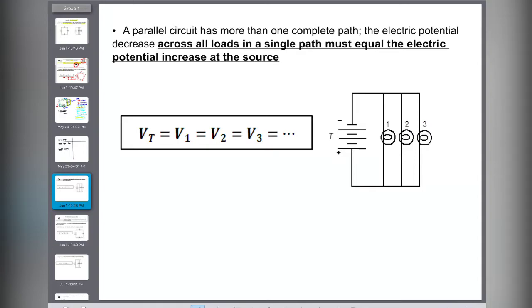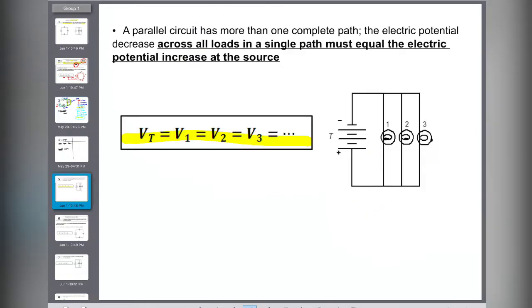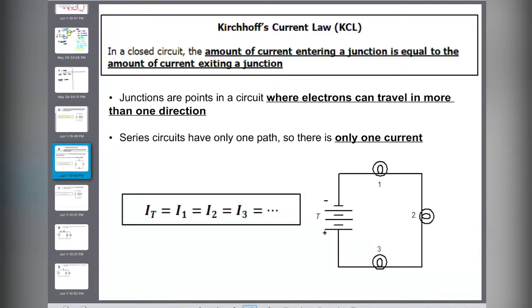Okay, so this is where they came from. See how all these loads are parallel to each other, and they say that all the voltages are the same. But just now, with the example I showed you, I proved to you why the voltages are the same. All right, so now let's go on to Kirchhoff's current law. Take the time and read the rules.